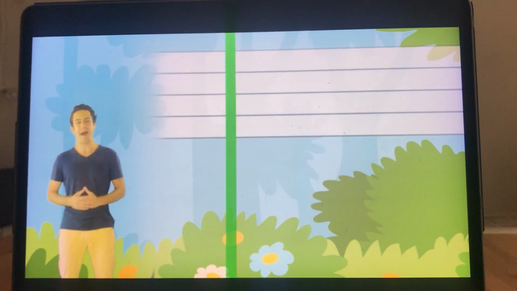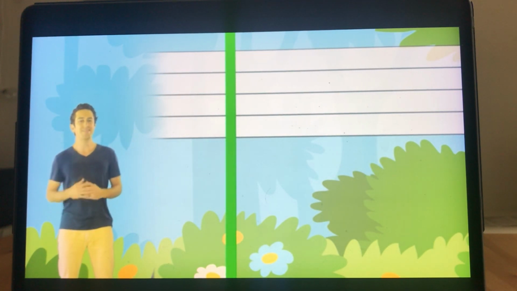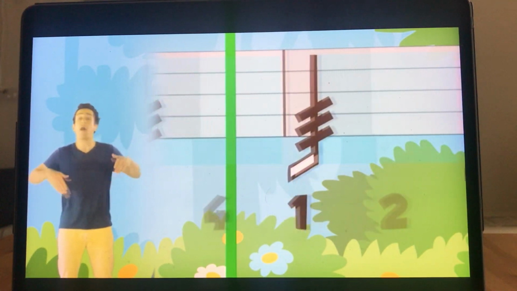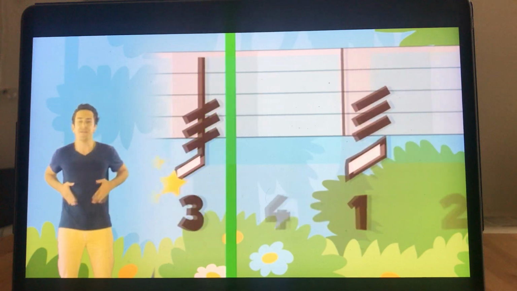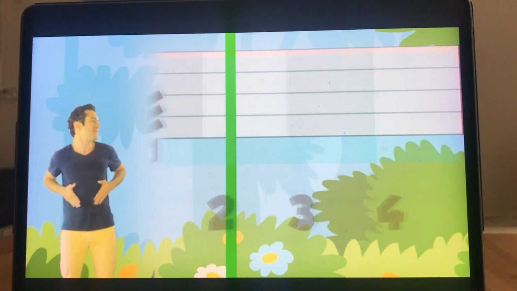So let's try this little pattern of half notes and whole notes doing some rolling. 1, 2, ready, go. 1, 2, 3, 4. 1, 2, 3, 4. Whole note, 1, 2, 3. Whole note again. 1, 2, 3, 4.